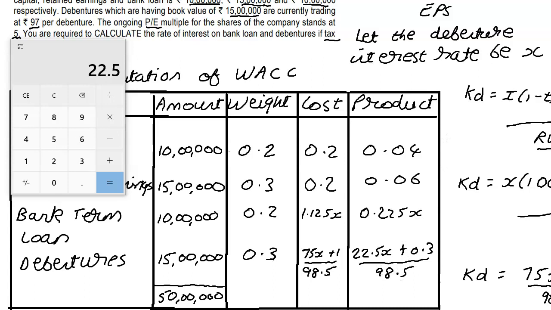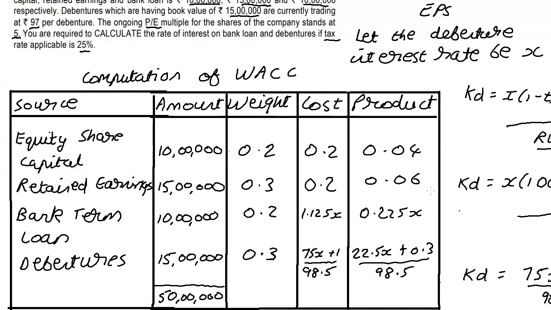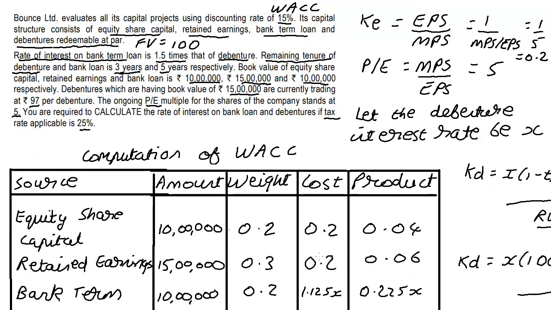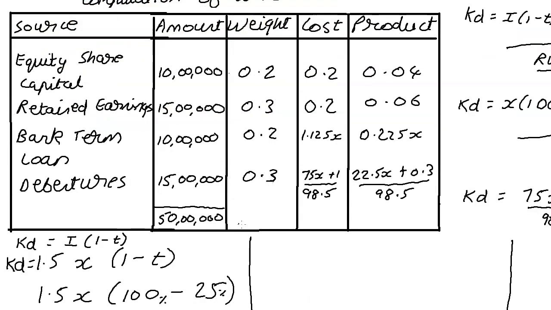Now, you need to remember in our WACC calculations, the sum of the product column, adding all these four numbers, would give you WACC over here. But WACC is already known to us. If you read the question, the first sentence itself tells us that the WACC is 15%. So WACC is equal to 15%, which is equal to the total of all these four. And in that way, we are going to solve for x.